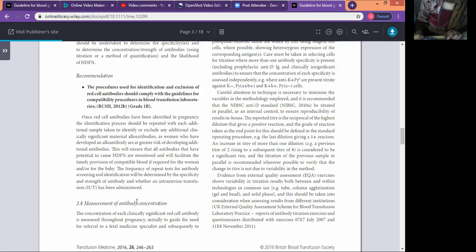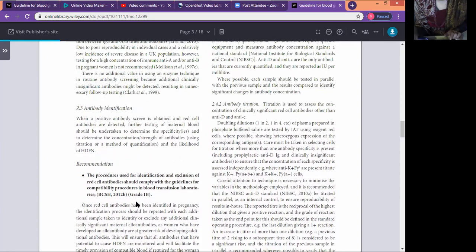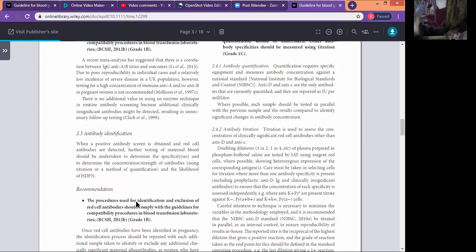Now, whenever an antibody is identified, we need to classify whether it's clinically significant or not. The clinically significant antibodies are mostly anti-D, small c, and KEL. These are the antibodies which are significant in pregnancy, and the aim of antibody testing in pregnancy is to identify those antibodies which can cause HDFN. So the clinically significant ones are anti-D, c, and KEL, which need further monitoring. And of these, anti-D and small c need to be quantified using a specific equipment.